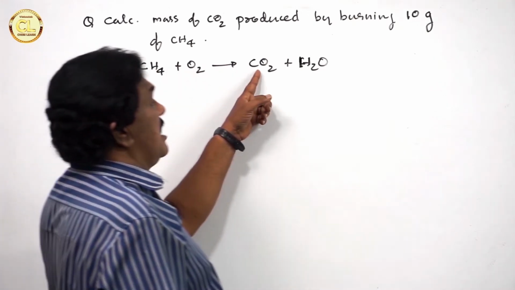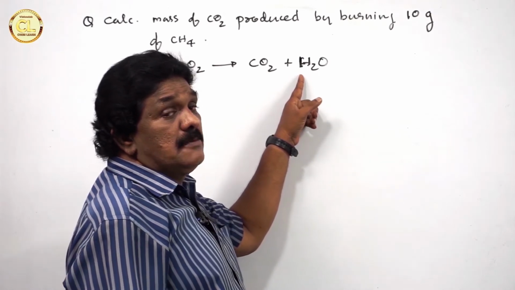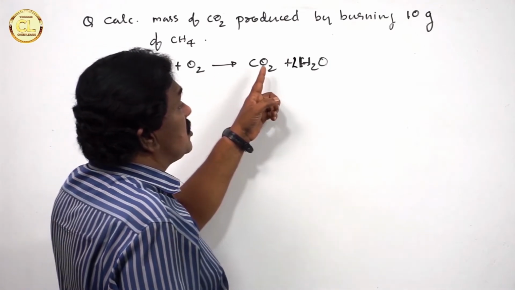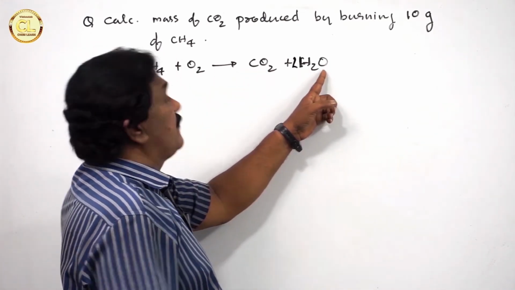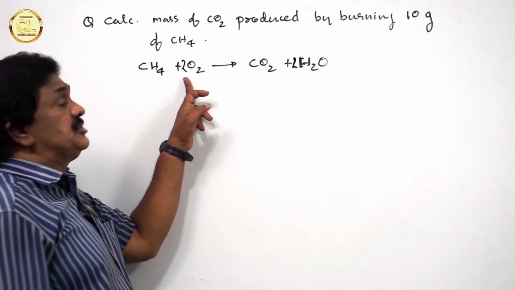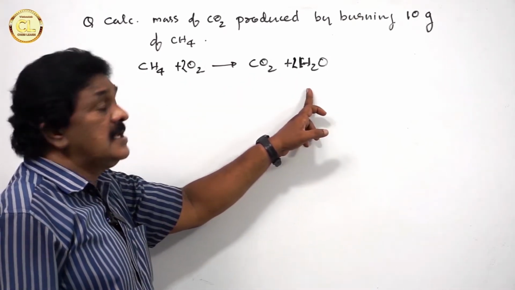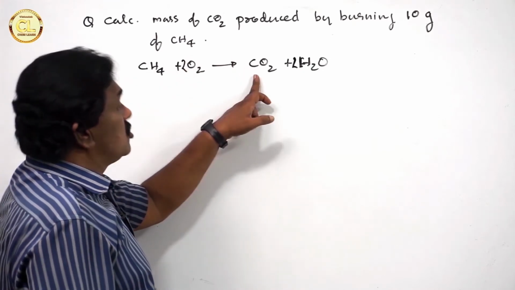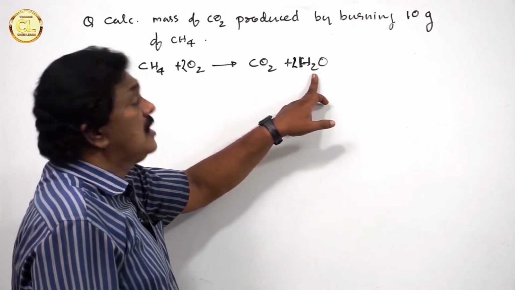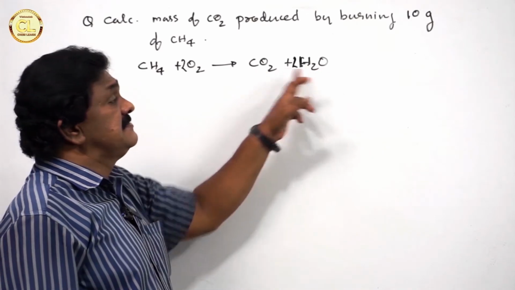See, carbon 1, hydrogen 4 here, hydrogen only 2 here. In order to make it 4, put 2 here. Then oxygen 2 here, 2 into 2 plus 2 is equal to 4. So, in order to make it 4, put coefficient 2 here. See, CH4 plus 2O2 gives CO2 plus 2H2O. Here, carbon, both sides are the same. Hydrogen, both sides contain 4. And oxygen, there are 4 oxygen atoms on the left hand side and 4 on the right hand side.